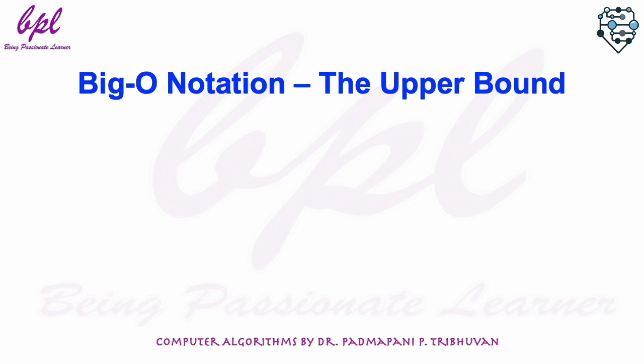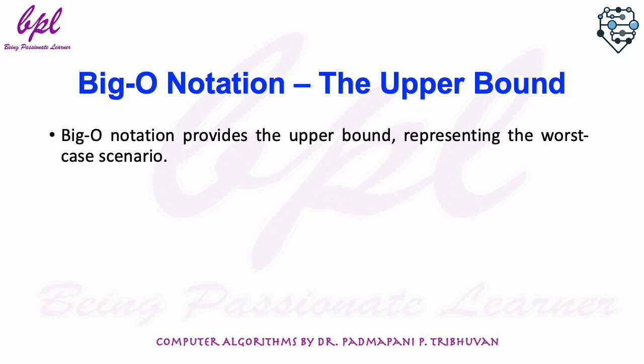Let's dive deeper into what this means with an example and understand why this upper bound is so important for evaluating an algorithm's efficiency. Big O notation describes the upper bound of an algorithm's performance, which tells us how the runtime or the space requirements of an algorithm will grow as the input size increases.